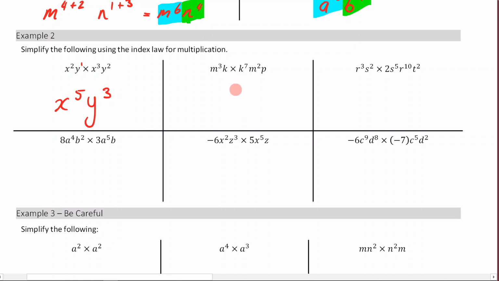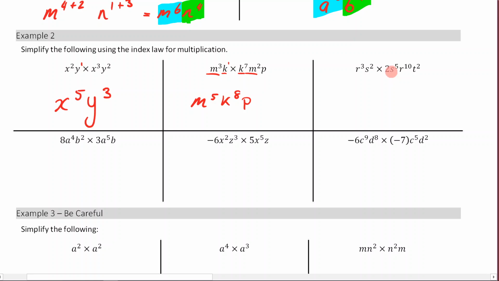Then we come over here. Well, I have m here and I have m here. So it's going to be 3 plus 2 is 5, m to the 5. Then I have k and k to the 7. Remember, there's an invisible 1 there. 1 plus 7 is 8, k to the 8. Then I just have a p by itself.